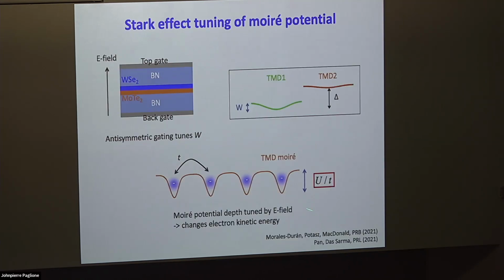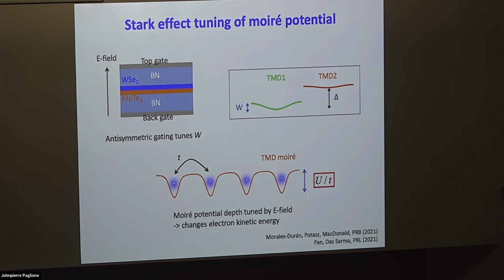Oh yeah, this is actually about tuning the moiré potential depth. So we just apply a vertical electric field to tune the relative distance between the bands of the two layers, and indeed you can change the moiré potential depth. When you do that, mostly you are changing the tunneling rate, because the tunneling rate depends exponentially on the moiré trapping potential depth. But the Coulomb potential scales much more slowly with the potential depth.